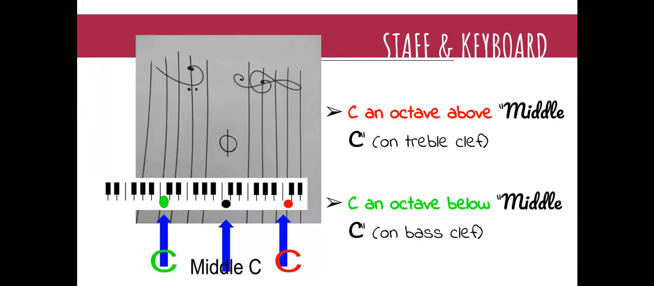And there we go. I've rotated the staff, and I've got the piano keys here, where I've put a black circle for middle C. I put a red circle for the C an octave above, to the right, and then going to the left, I've put a green circle for the C, which is an octave below middle C.